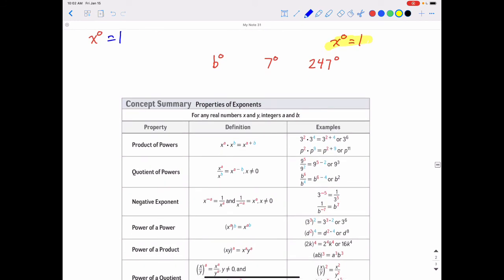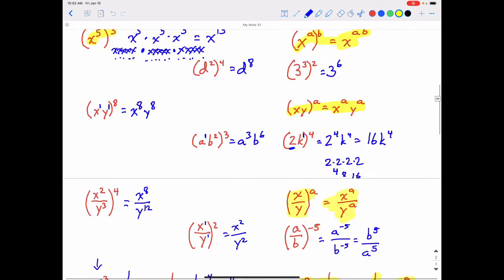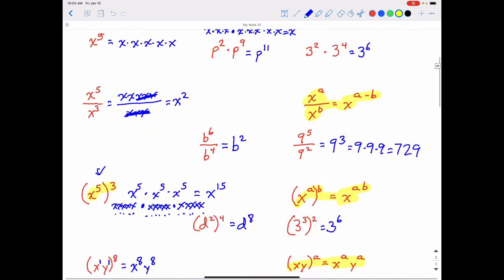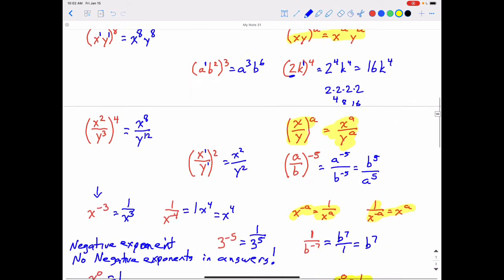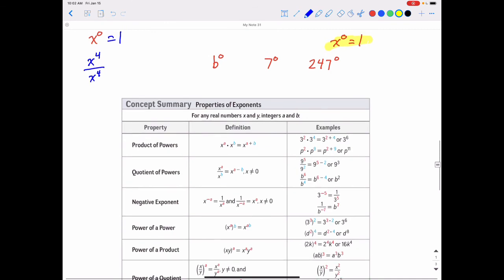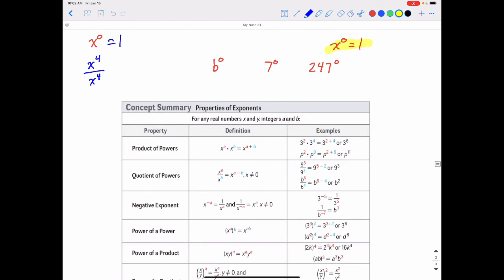And the reason is it has to work with the division rule as well. So let's say we had x to the 4th divided by x to the 4th. So back here, according to our division rule, when you divide exponents, you subtract the exponents. So you would have 5 minus 3 up here equals x to the 2nd. Well, if I do that on this one, I would have x to the 4th over x to the 4th. According to the division rule, I should subtract 4 minus 4, which would leave me x to the 0 power.